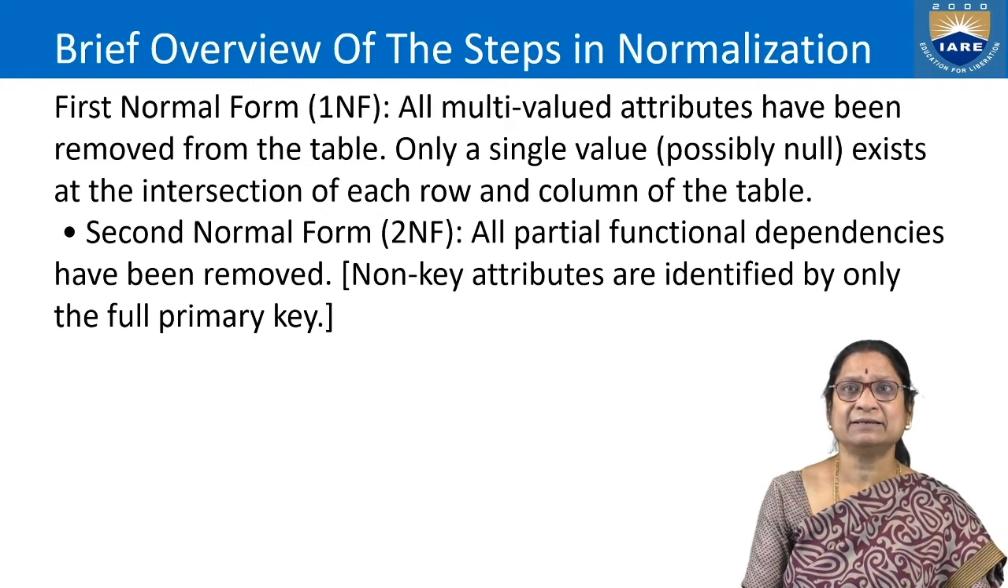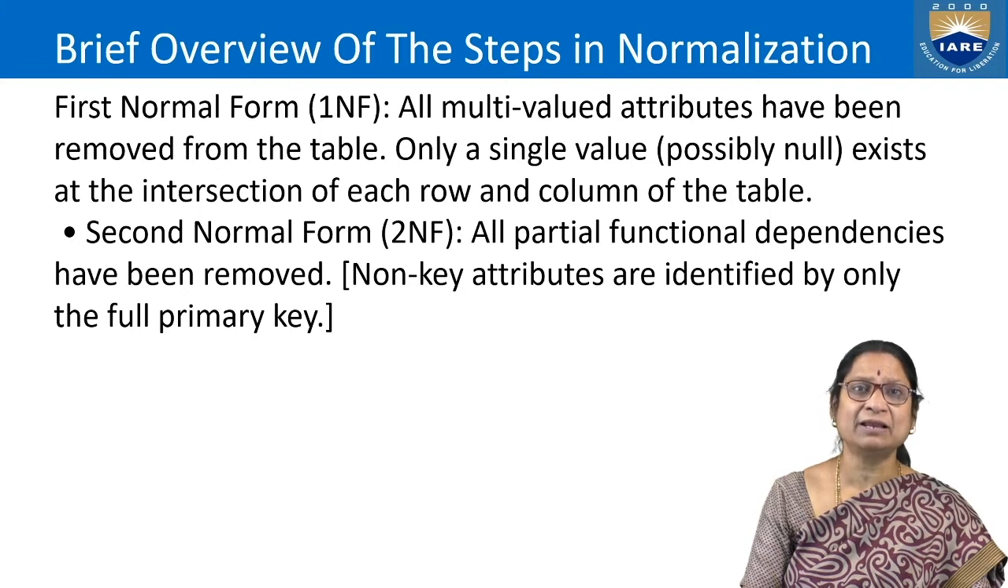Based upon these steps, there are various steps of normalization. First 1NF; we will define each normal form in detail. The 1NF rule is that all multi-valued attributes have been removed from the table. That we'll discuss, as far as possible. All attributes must be single valued attributes.